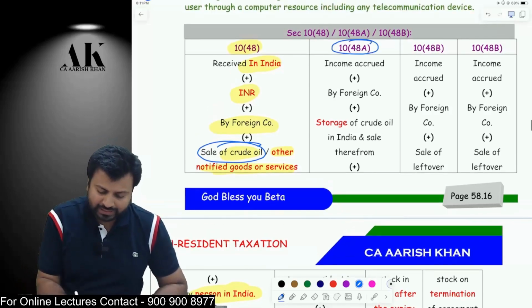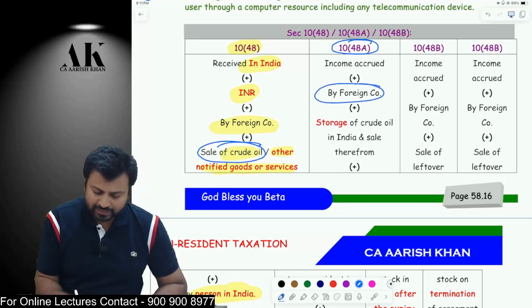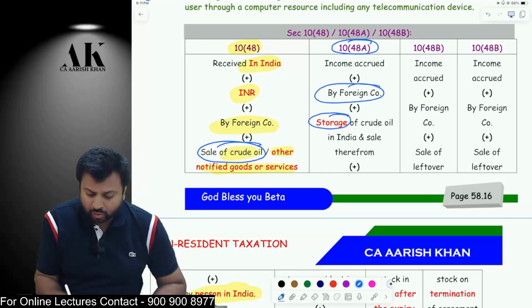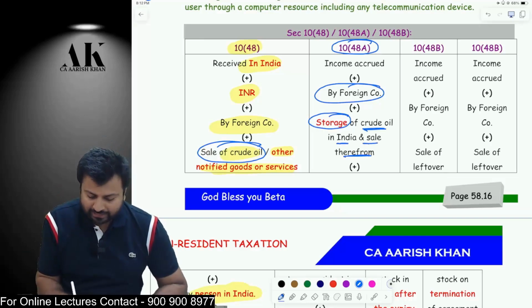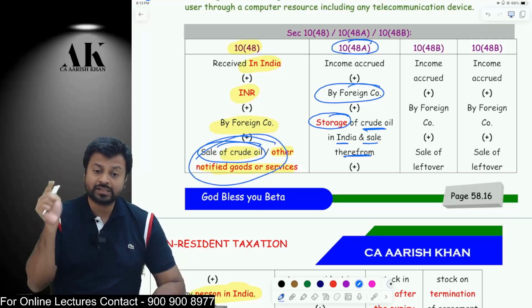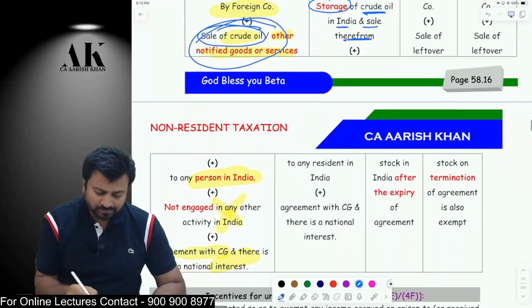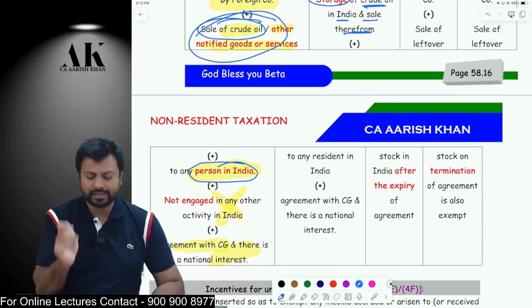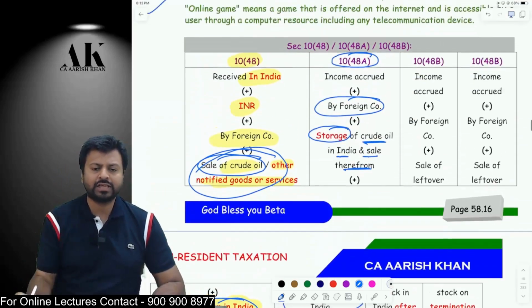Now what is 10(48A)? How is 10(48A) different from section 10(48)? Let's see. A foreign company is now storing crude oil in India. They are storing crude oil in India and then selling from there. In the first section, they were not storing. But in the second section, they are storing crude oil and then selling it in India. Now they are selling to whom? In the first section, they were selling to any person in India. But here in the second section, they have to sell to residents in India. They cannot sell to any person in India.